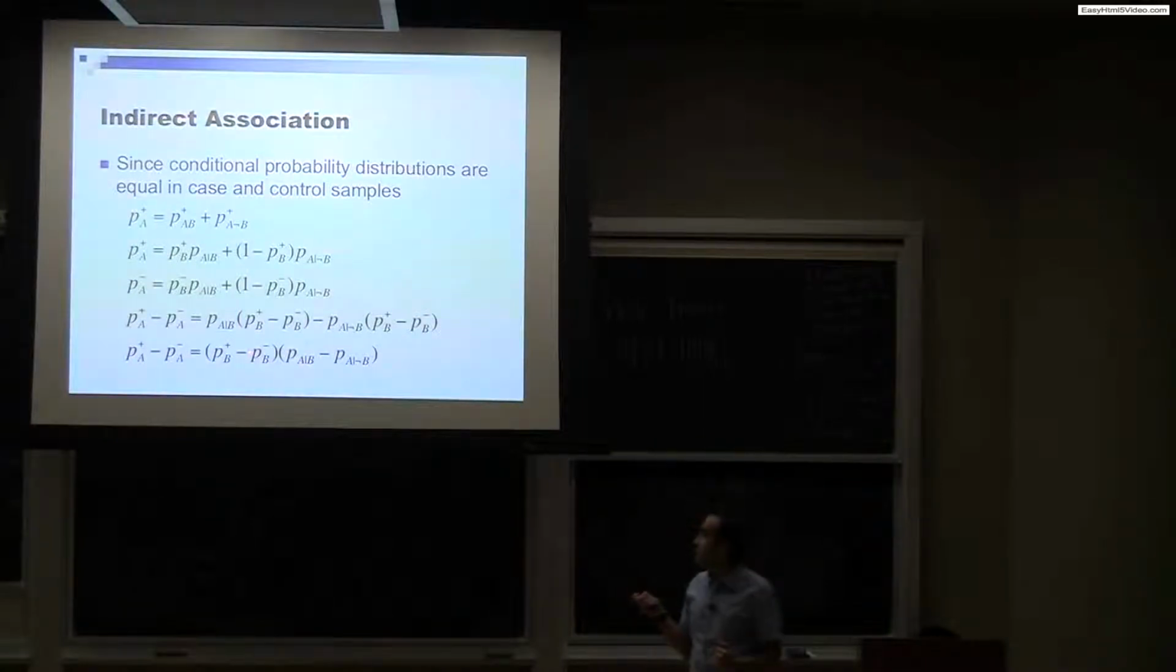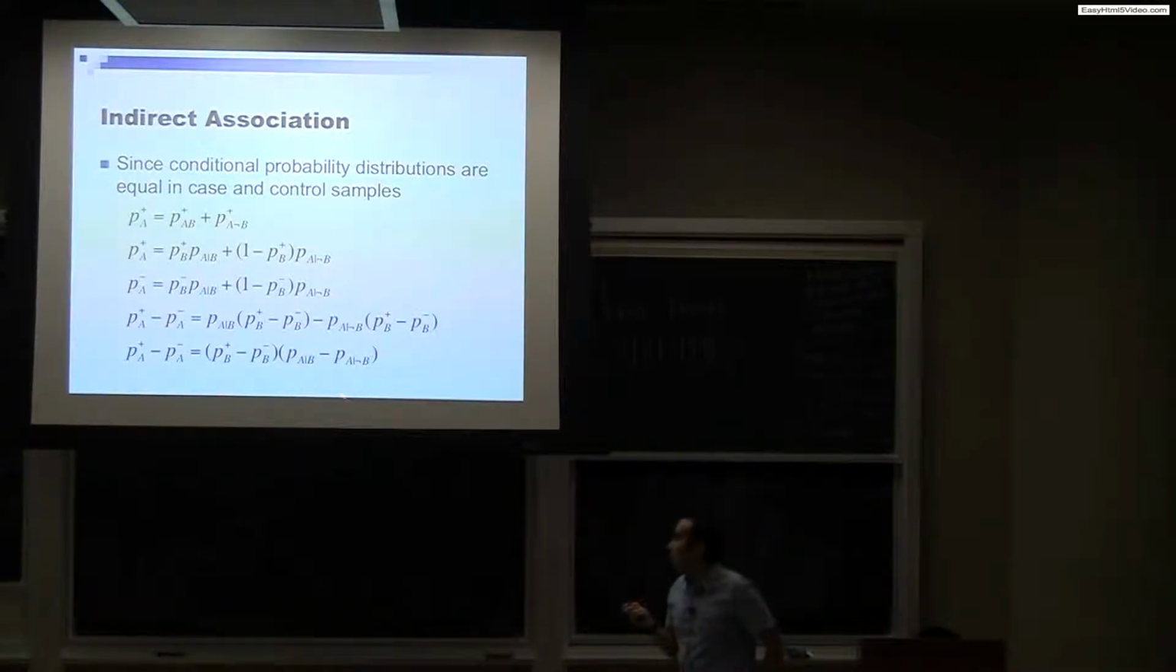So if the SNPs are perfectly correlated, meaning that whenever you see SNP B, you see SNP A, what would these conditional probabilities be? What is this one? 1. And what is this one? 0. So what's this difference? 1. So that makes sense. Whenever you see SNP A, SNP B, this difference is going to be the same as this difference. That makes sense, right? Okay.